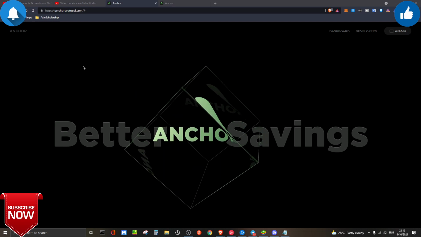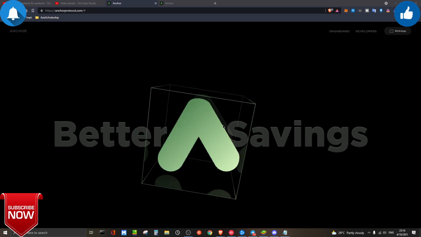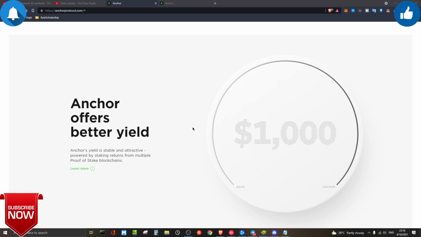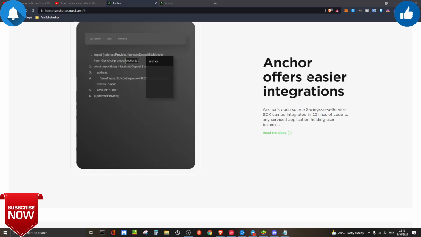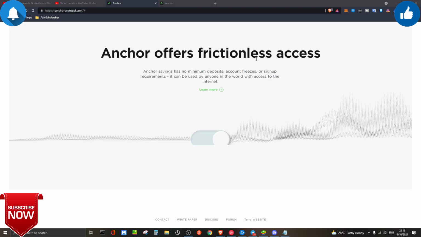Alright, so this is the Anchor protocol website. Look at this fancy cube moving around, and after the better savings, scroll down. Anchor offers better yield. Yes, we have covered that in part 1, 20% per annum. And over here, easy integration, and of course some frictionless access to it. So we have already talked about that. Okay, so now we are talking about borrowing.